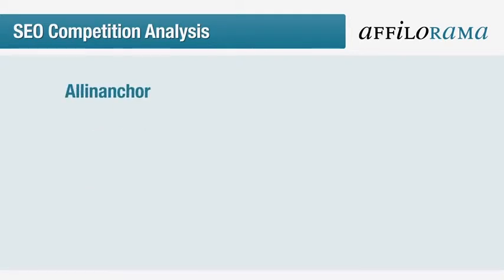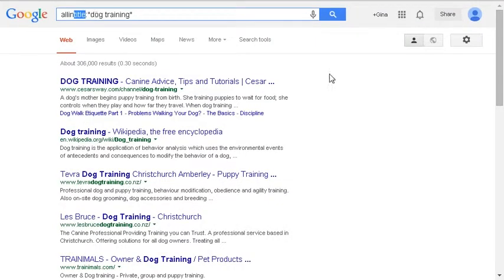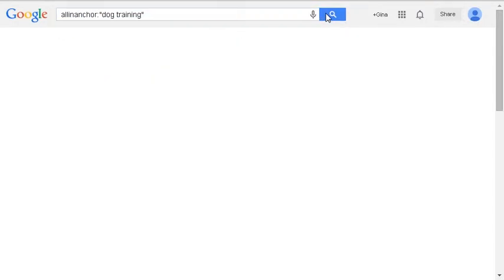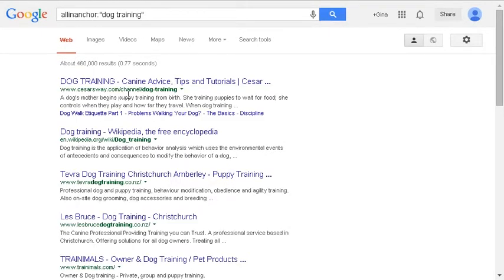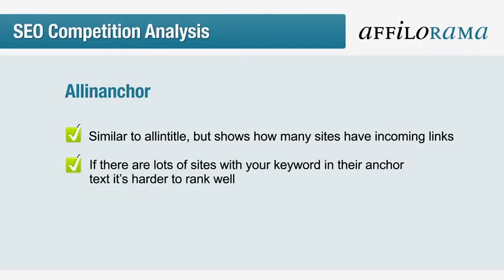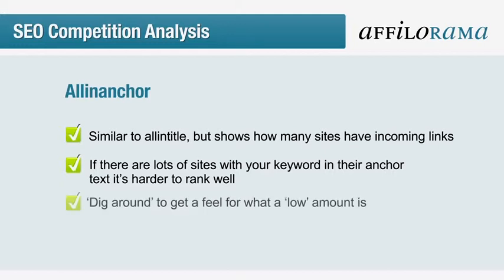Next is allinanchor. This is similar to allintitle, but it tells you how many sites have incoming links with those keywords in the anchor text. You might remember from our SEO lessons that anchor text is pretty important in determining your rankings. If there are lots of sites with your keyword in their anchor text, it makes it harder to rank well yourself. Ideally, you want to see a low number here, but what constitutes low depends on the topic and the market. You may need to dig around for a while to get a feeling for what low is.